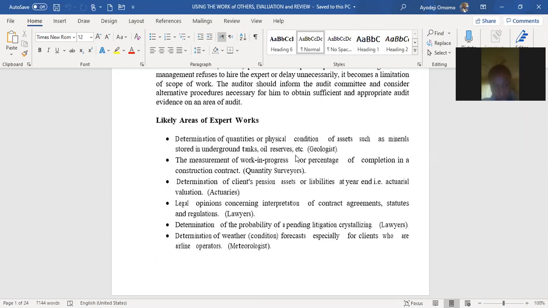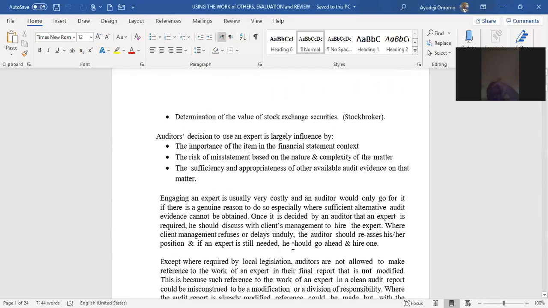When we talk of legal interpretation of contracts, or maybe there's a case in court, you might need a lawyer to tell you the possibility of that case going for or against the client. Because you remember that usually we are supposed to make provisions for any known loss. So things like that. So we won't waste time.